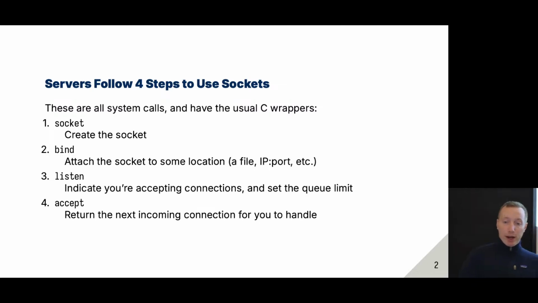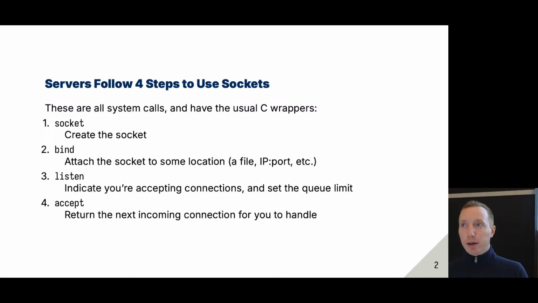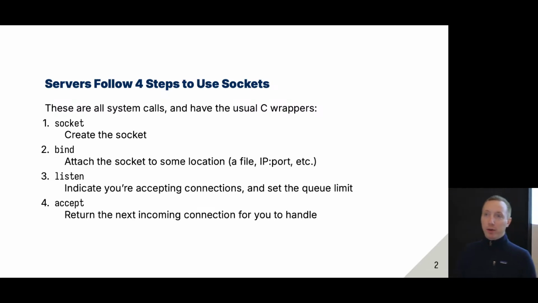You have to follow 4 steps. These are all system calls. They have the usual C wrappers where if there's an error, they return -1, set errno, all that good stuff. The system calls that you have to call in order are, 1, you have to call the system call socket. That creates a socket for you and it returns a file descriptor. The next is bind. We have to attach the socket to some location. It's basically just a name or a way to actually access that socket. So you can attach it to a file, you can attach it to an IP address, you can attach it to an IPv6 address and other things.